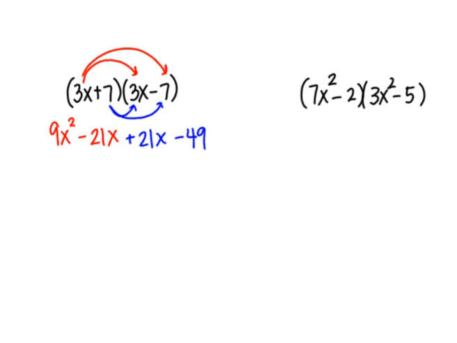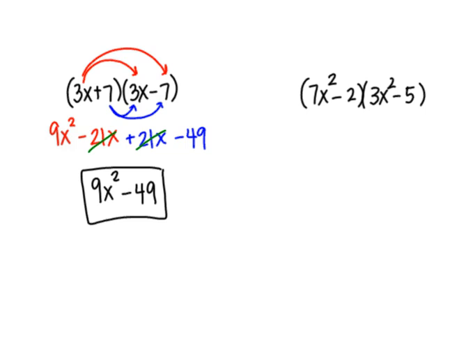In the middle, I see that these signs are opposite. One's a positive 21x and one's a negative 21x. Since they have different signs, they cancel out. And your final answer is 9x squared minus 49. Be really careful with those middle terms. Sometimes they're going to cancel out. Sometimes they're not going to cancel out depending upon the signs. So really watch your signs carefully.